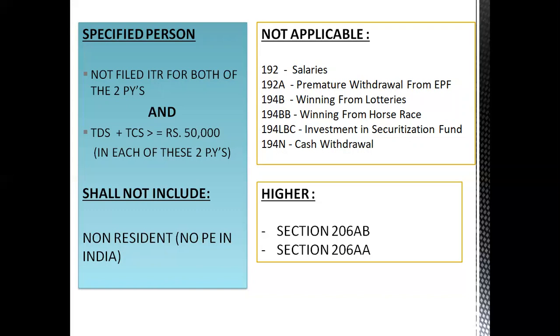If possible, take the acknowledgement number of the ITRs, if ITRs have been filed, and include the question regarding the TDS and TCS amount, whether it has been deducted or collected accordingly in these 2 years. And if it is yes, then what is the amount? This seems to be the probable solution right now, unless another proper mechanism comes up.